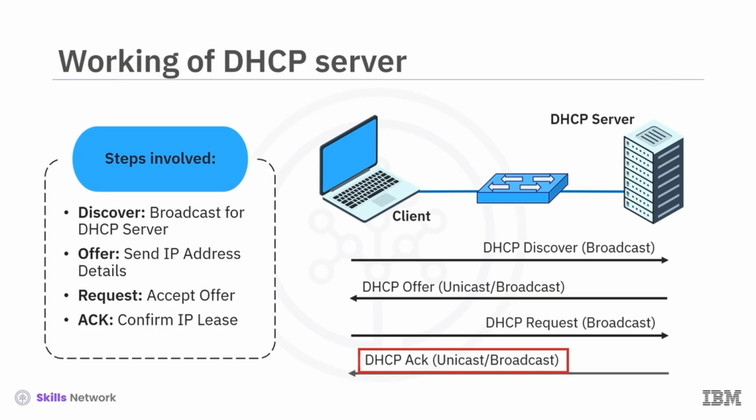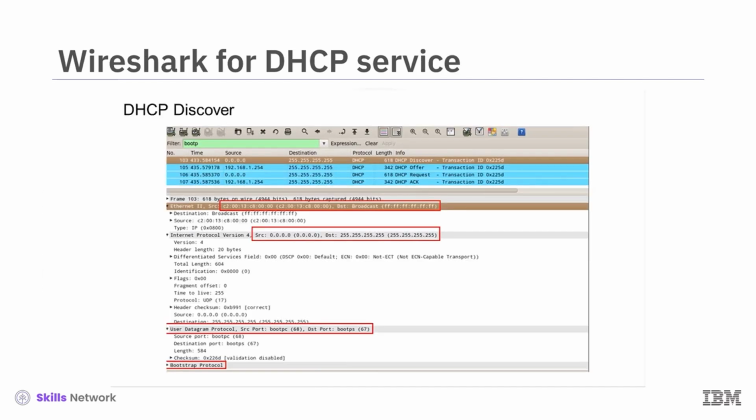Let's discuss the DHCP service, that DHCP uses, with a Wireshark capture. Wireshark captures packets sent to or from the system and displays them in human-readable format. It helps display the DHCP communication between the clients and the servers to diagnose any issues.